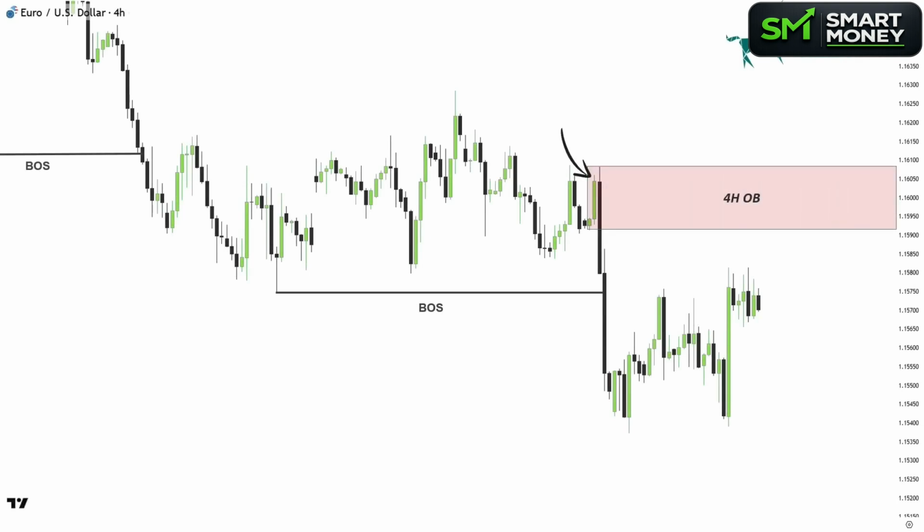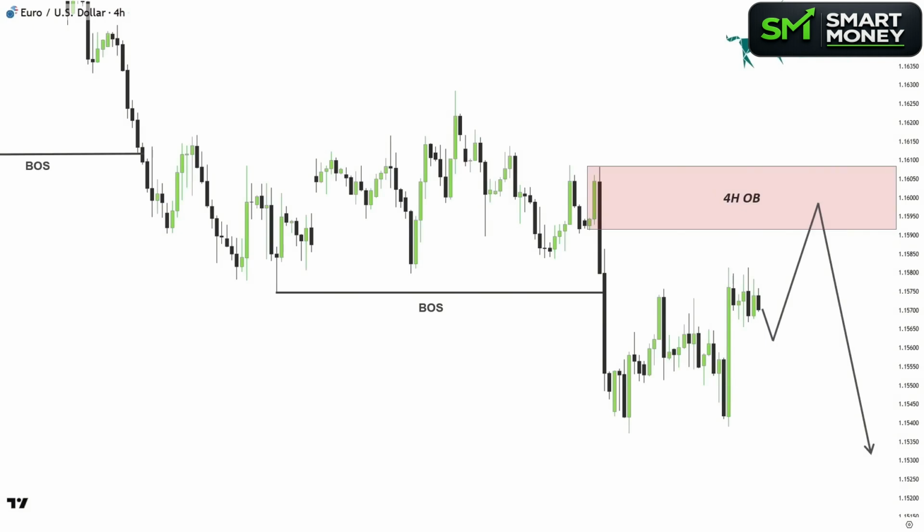This gives us a fresh supply zone. And this is exactly where we want to keep our eyes, because it can be an ideal area to look for short opportunities if price pulls back into it. Now, after completing these steps on the analysis timeframe, you should have a clear understanding of market sentiment and what price is more likely to do next.